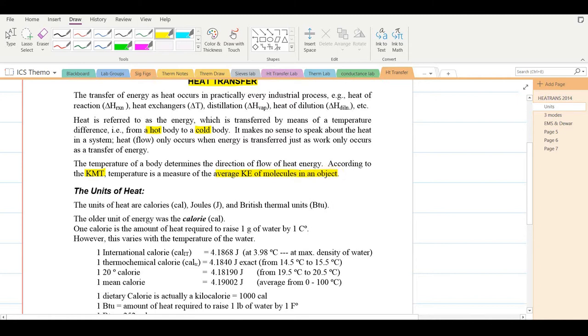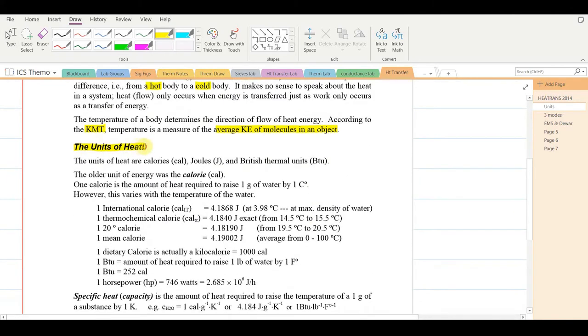So remember the last time you touched the burner of a stove or the hot plate or a hot beaker and burned yourself a little bit? What actually happened was the molecules of the beaker or stove burner were traveling very quickly, and they caused the molecules of your skin to move very quickly, and that caused some discomfort.